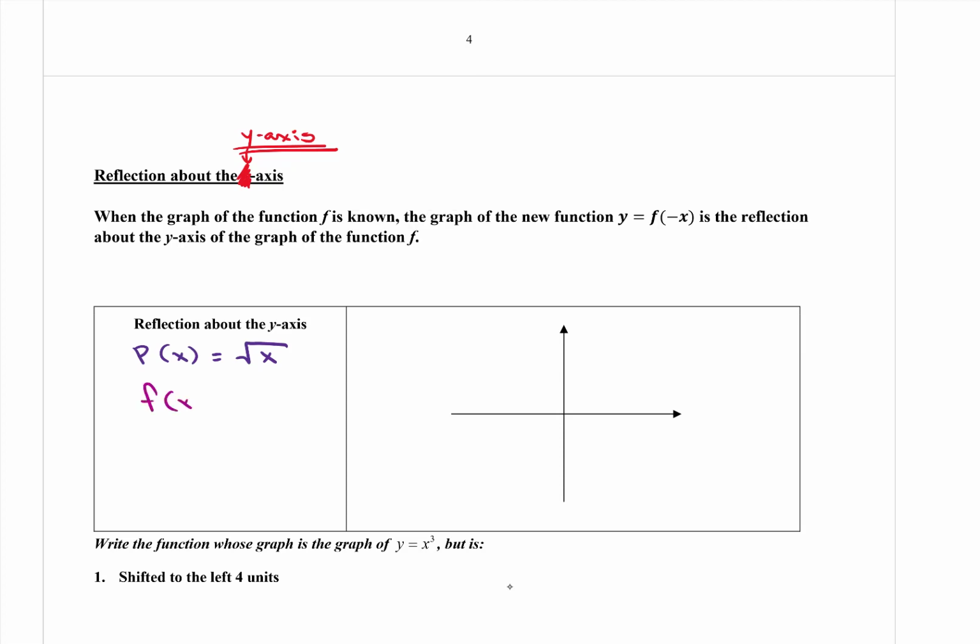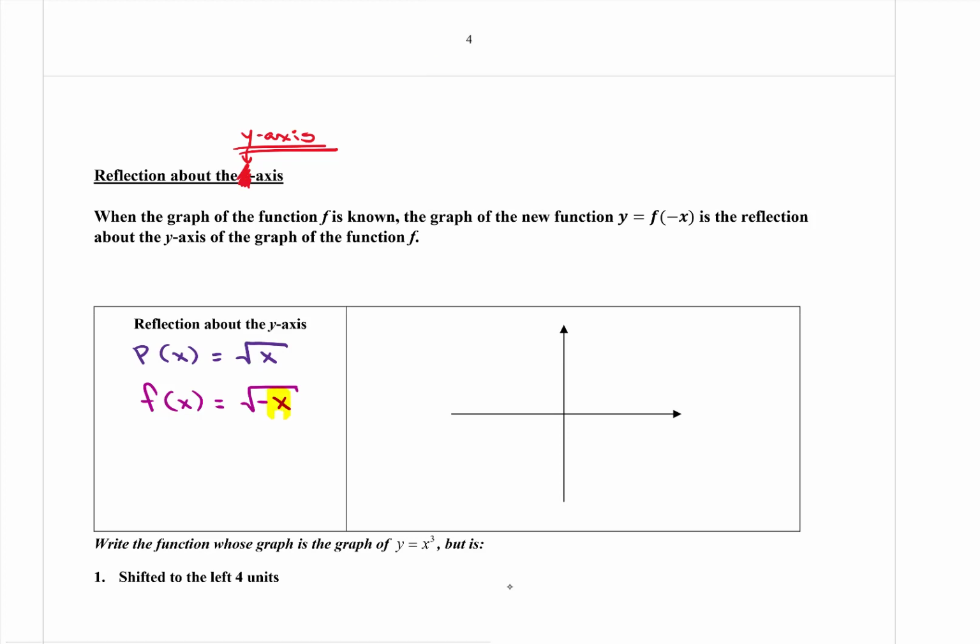So once again, p of x is equal to, oh yeah, you know what, let's use a different parent function for this one. Let's use p of x equals the square root of x. You know why I want to use a different one? Because if I use p of x equals x squared, that function is an even function and it is symmetrical across the y-axis already. So if I were to reflect it across the y-axis, you wouldn't be able to tell the difference.